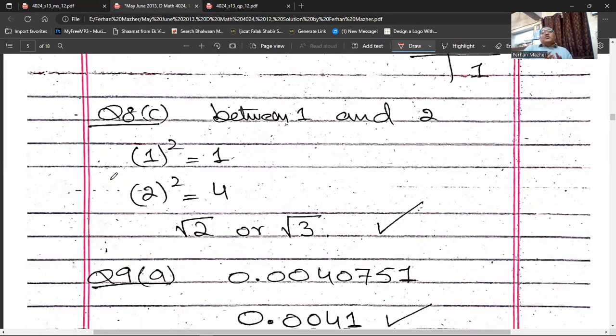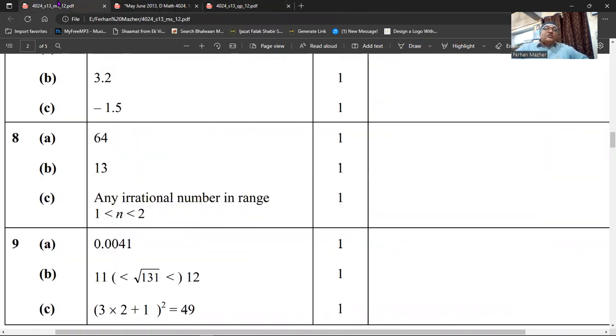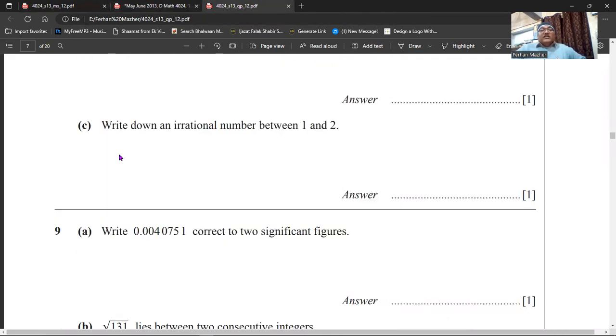So between 1 and 4, the prime numbers we have are 2 and 3. So you can take their square root. So square root 2 is also a right answer, and the square root of 3 is also a right answer. So square root 2 is basically the answer.